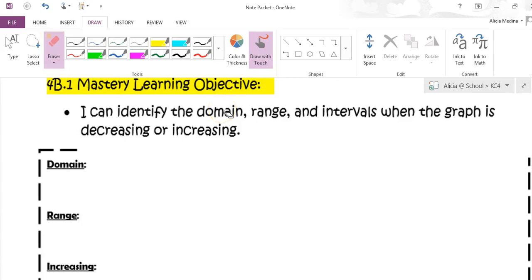Alright, hey guys, in this video we're going to be covering Target 4B.1. Our master learning objective is: I can identify the domain, range, and intervals where the graph is decreasing and increasing.